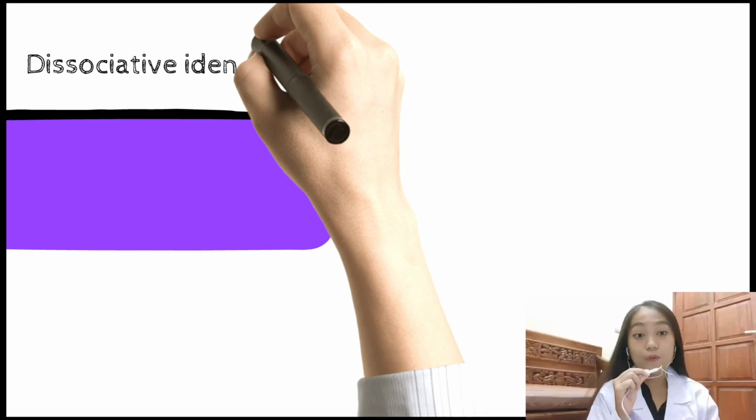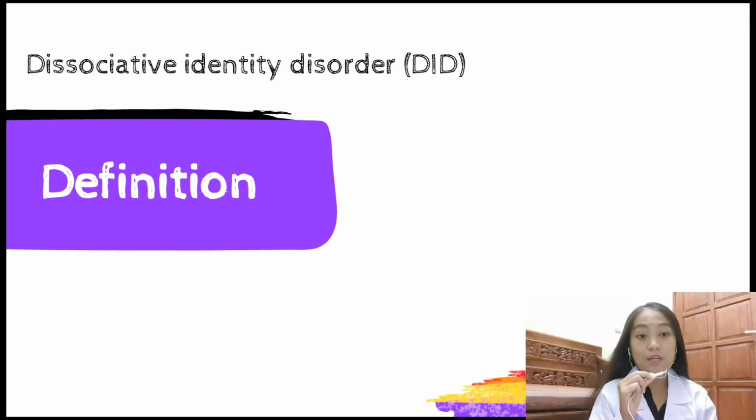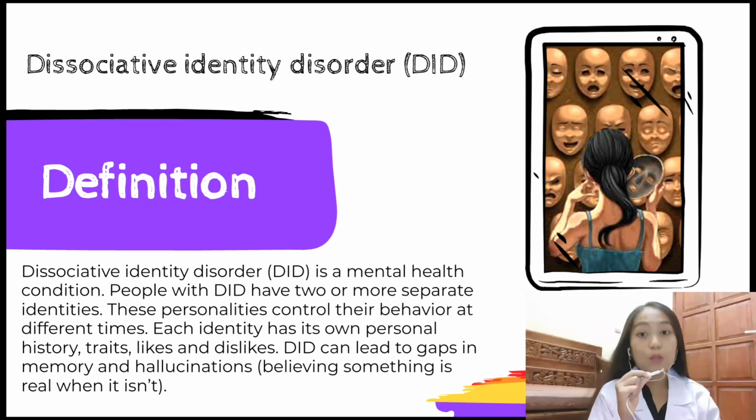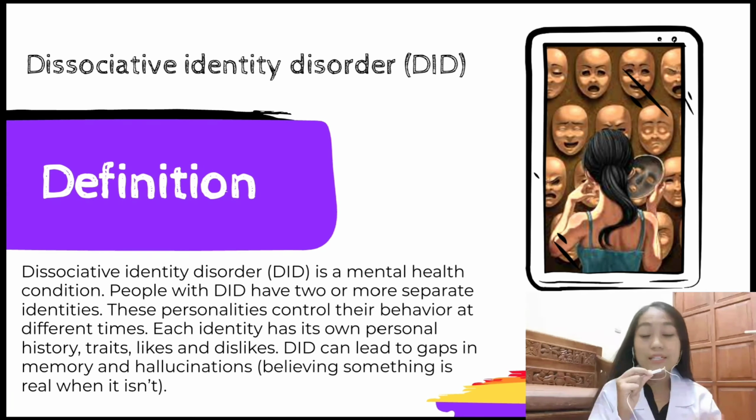The definition of dissociative identity disorder is a mental health condition in which people have two or more separate identities. These personalities control their behavior at different times, and each identity has its own personal history, traits, likes, and dislikes. DID can lead to gaps in memory and hallucinations, in which a person believes something is real when it isn't.